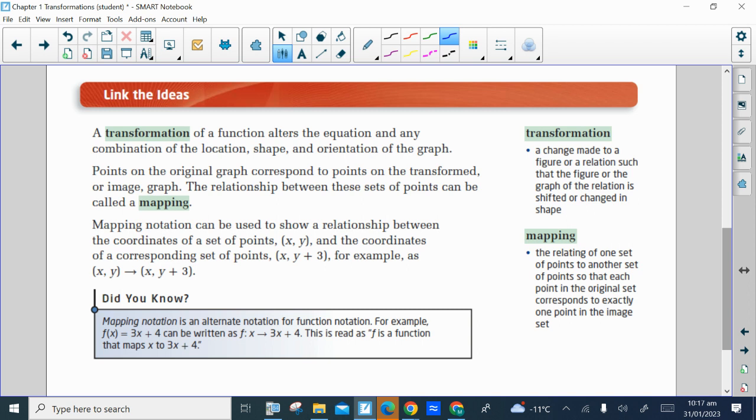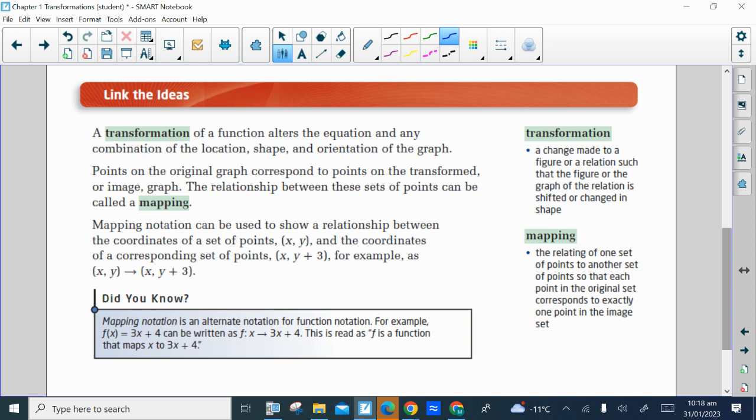Points on the original graph will correspond to points on the transformed or image graph. The relationship between these sets of points can be called a mapping. Mapping notation can be used to show a relationship between the coordinates of a set of points x, y, and the coordinates of the corresponding set of points x, y plus 3, for example. So that mapping notation is x comma y maps into, that's what that arrow means, x comma y plus 3.